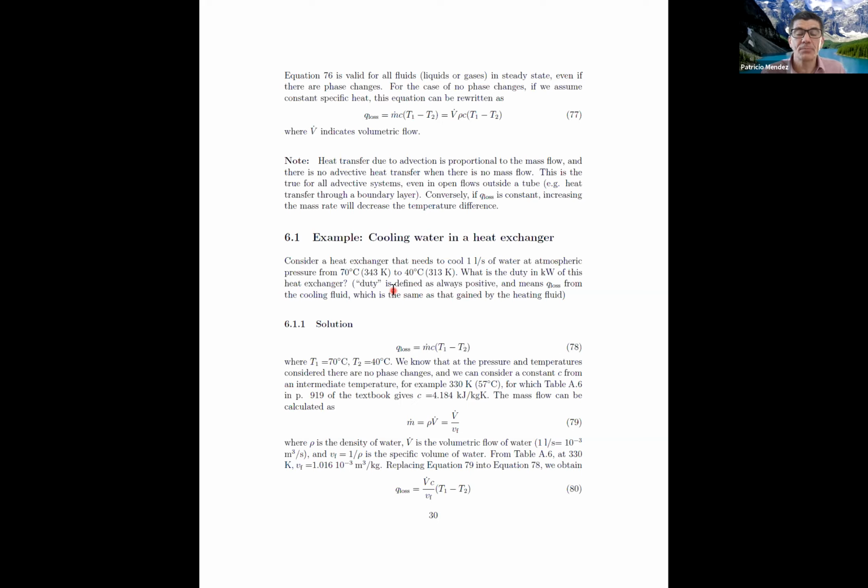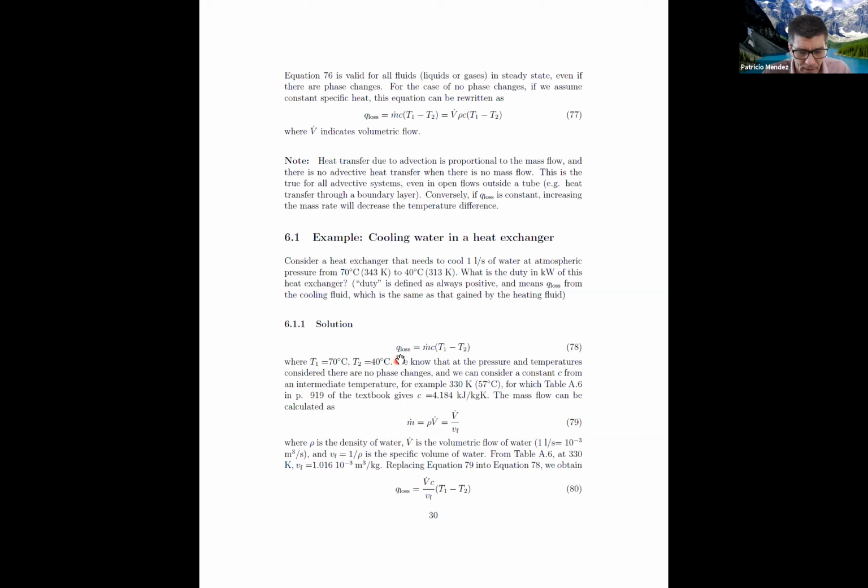So interesting first practical definition in this class. Duty of a heat exchanger. The duty of a heat exchanger is how much power of heat transfer it has, right? How many kilowatts can this heat exchanger transfer? It's somewhat like you measure car engines in horsepower, like you measure heat exchangers in the duty. And the duty is always positive because it means how much heat is exchanged. So that's a number that says how much heat went from the hot fluid to the cold fluid.